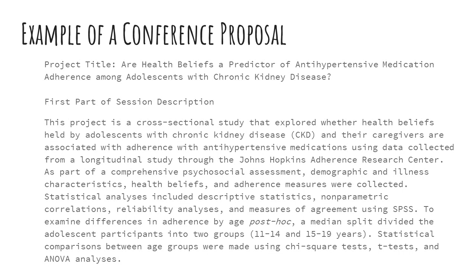To examine differences in adherence by age post-hoc, a median split divided the adolescent participants into two age groups, 11 to 14 years of age as well as 15 to 19 years of age. Statistical comparisons between the age groups were made using chi-square tests, t-tests, and ANOVA analyses.